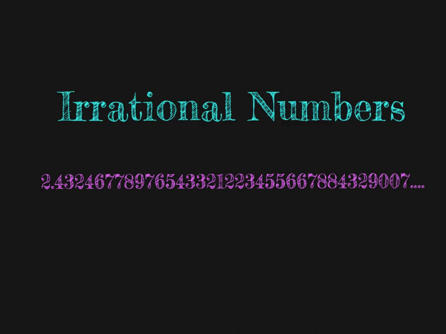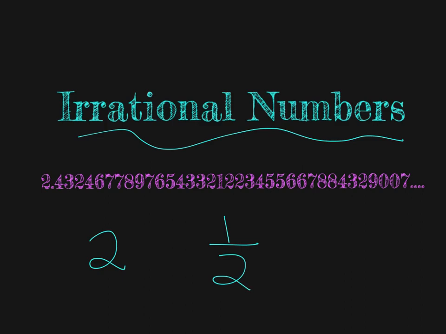Today's lesson is on irrational numbers. We have so far in this unit learned about integers, we've learned about rational numbers, and now we're going into irrational numbers. So here is an irrational number. How would you describe that number? What do you think makes a number irrational?